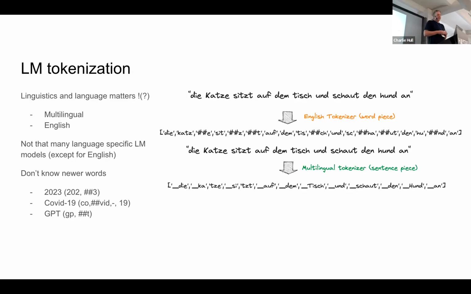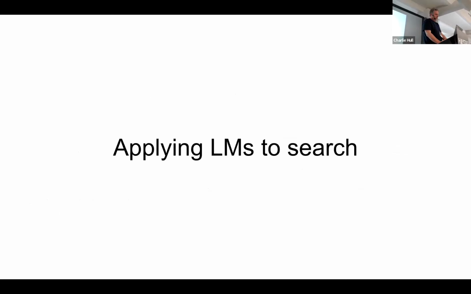Another limitation is that since these tokenizers were built when these language models came out, they don't know a lot of new words. COVID-19 is represented as 3 tokens, GPT it doesn't know, 2023 it doesn't know. So there are a lot of things about the tokenization that eventually impact the model.